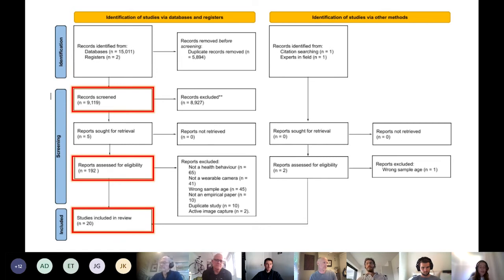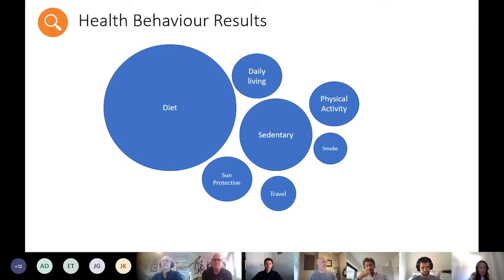This is what our main findings were. We found that wearable cameras have been used to explore a wide range of health behaviours in young people. The most common health behaviour wearable cameras assessed was dietary behaviours, followed by sedentary behaviours, which included screen use and reading. We also identified other behaviours such as sun protective behaviours, exposure to smoking, travel methods to school, physical activity, and other activities of daily living.